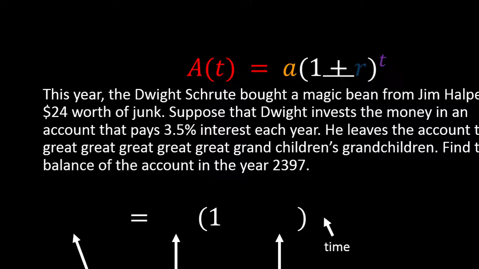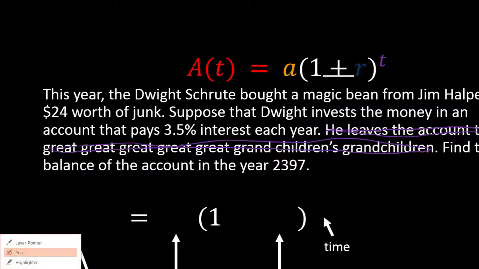So one thing you might notice is that these word problems have a lot of fluff that we don't really care about. So for example, it doesn't matter to me that he left the account to his great-great-grandchildren, right? So I could cross that sentence out completely and it wouldn't affect the outcome. I recommend practicing recognizing what information is going to be important to you and what information is just there to kind of fill in space.